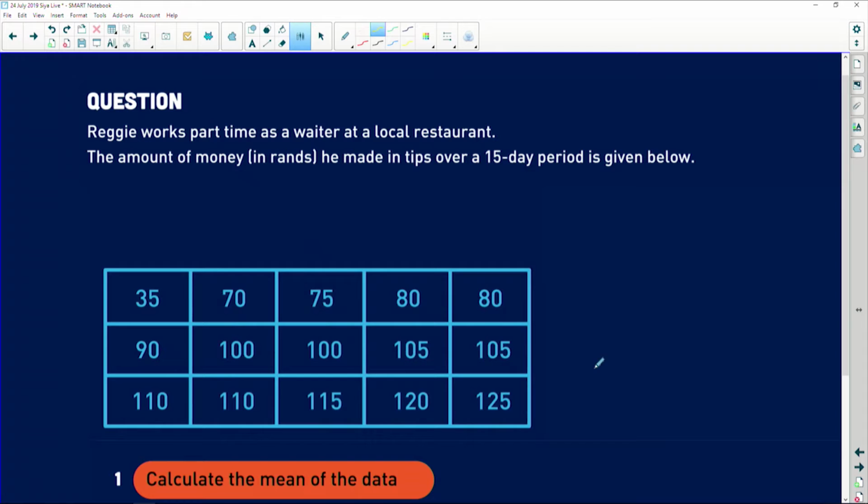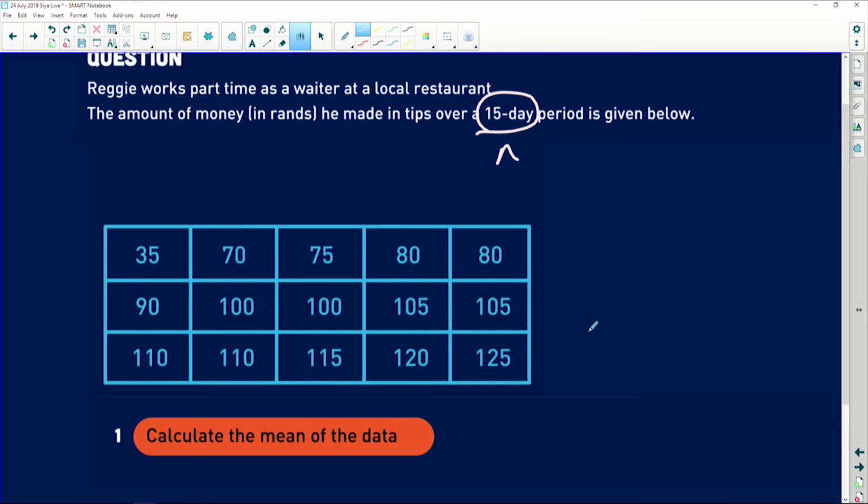The question reads, Reggie works as a part-time waiter at a local restaurant. The amount of money in rands he made in tips over a 15-day period is given below. One thing you need to know here is that this represents the number of terms that we have. So Reggie collected 15 tips. Now, the first question wants us to find the mean of this data.